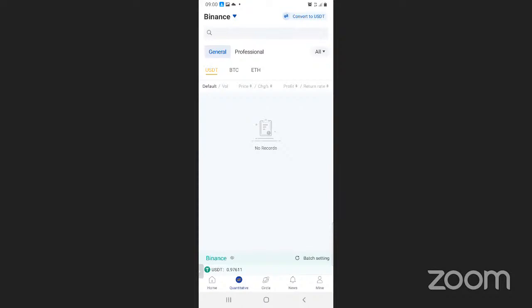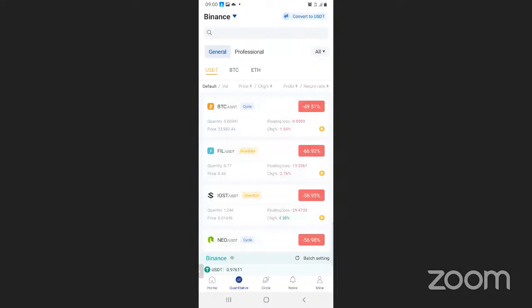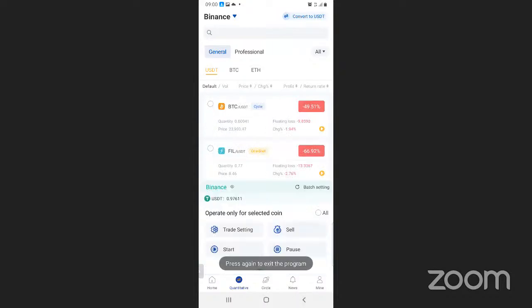You refresh. Do you know how to refresh the balance? Yes, sir. Are you seeing where it is written Binance? Yes, sir. And then just at the extreme right, there is the word batch settings. That's the thing which is like a cycle. Yes. So you only have $0.97.